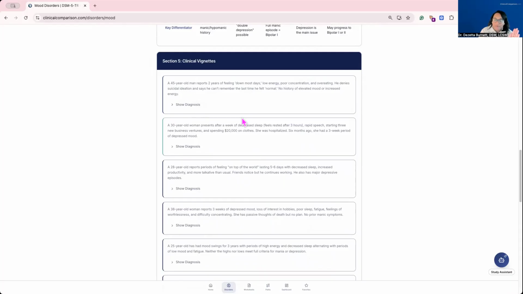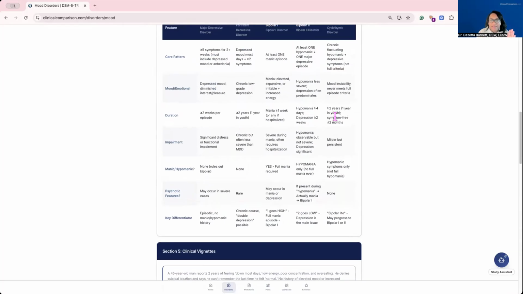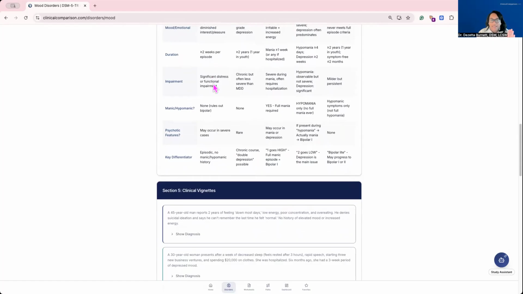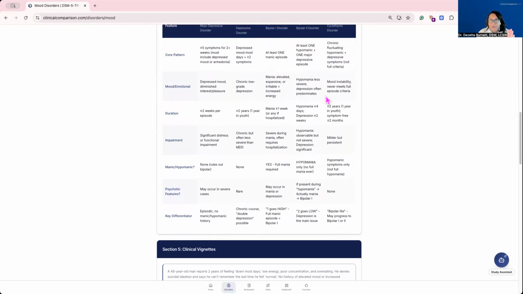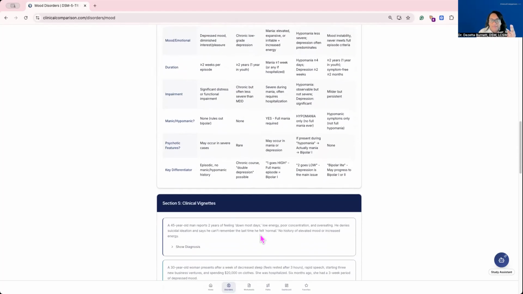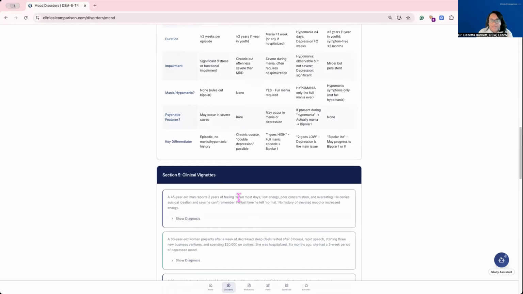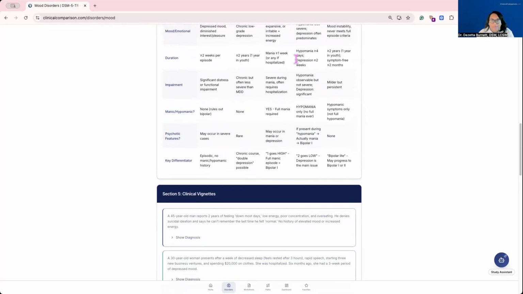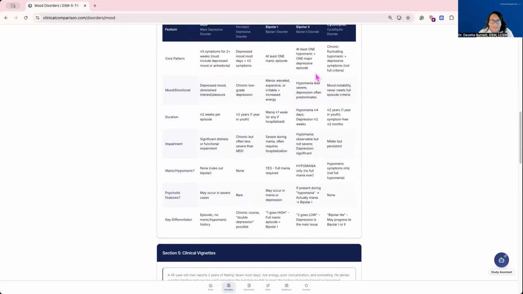I don't see a cycle though, because if we go back up here, he meets the criteria for some depressed mood, right? And you only need 2 symptoms. I'm looking at those symptoms: down most days, low energy, poor concentration, overeating. He has those 2 symptoms, but he denies any suicidal ideation. There's no mania, so bipolar 1 is out the window. There's no history of elevated mood or increased energy. I could look at bipolar 2, but I don't see any hypomanic episode.